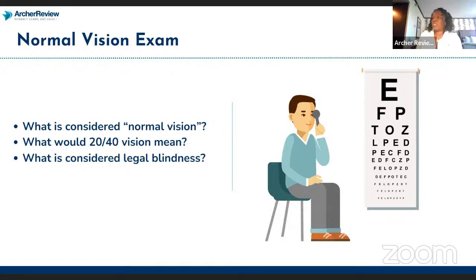Now, what is 20/40 vision? What does that mean? If a patient is standing 20 feet away and sees what a normal person would see at 40 feet away, then their vision is worse. And 20/200 is considered legally blind, so someone would probably not be able to drive if their vision is 20/200.